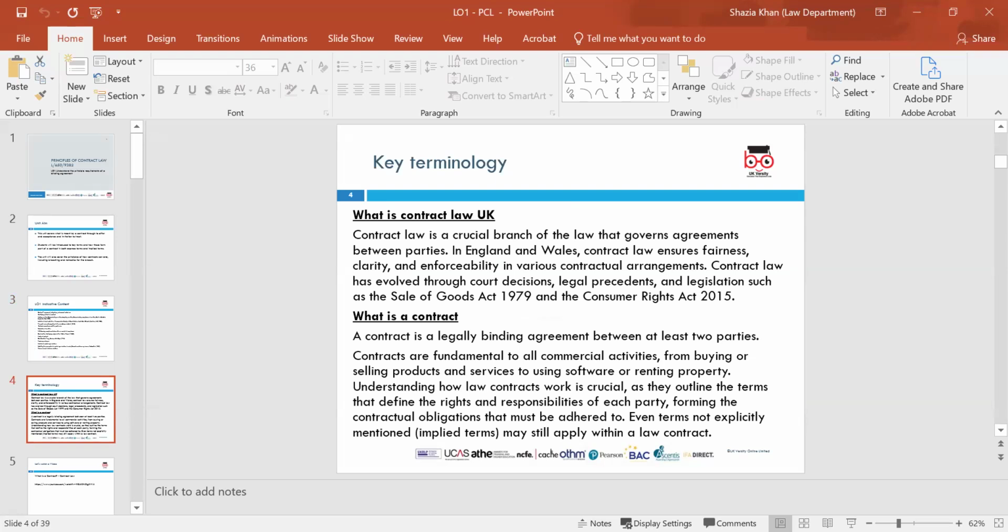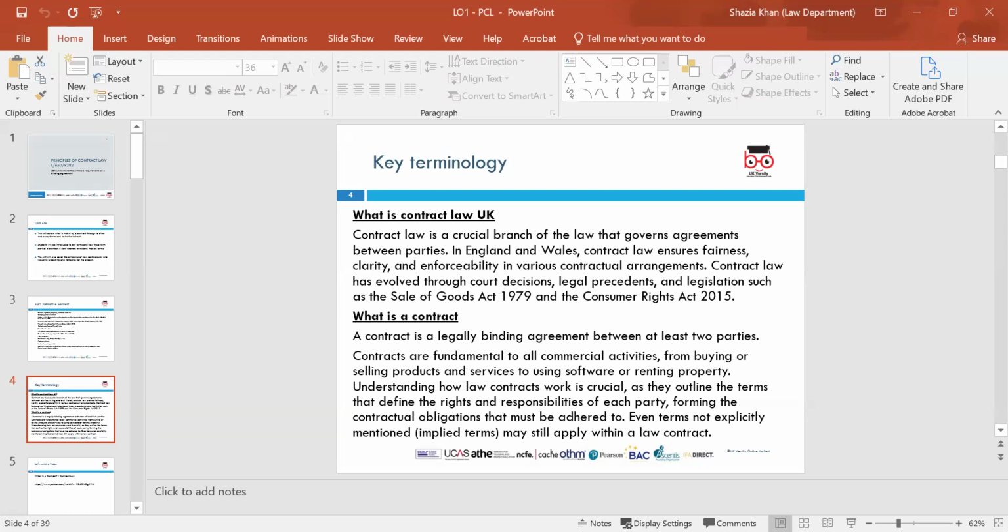So firstly, what is contract law? Contract law is a really important part of the UK in regards to businesses and ensuring that there's fairness between parties, because it has evolved over time through common law. Contract law looks at things like making sure that contracts are fair for businesses and making sure it's enforceable and it's a contractual agreement. So when we go on to look at what a contract is, it is literally a legally binding agreement between two or more parties.